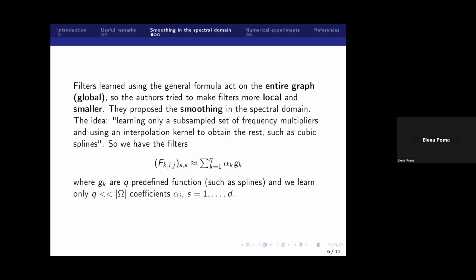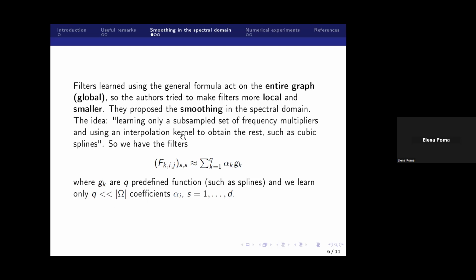Bruna and the other authors were focused on fixing these and other issues by introducing the notion of smoothing in the spectral domain. They were the first to apply spectral graph analysis to learn convolutional filters for the graph classification problem. The filters learned using the general formula, the formula I gave at the beginning, act on the entire graph. They are globally supported, and in general they tried to make filters smaller and more local, so they proposed this smoothing procedure in the spectral domain.